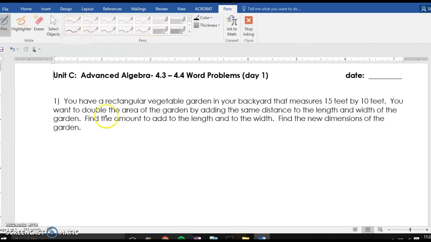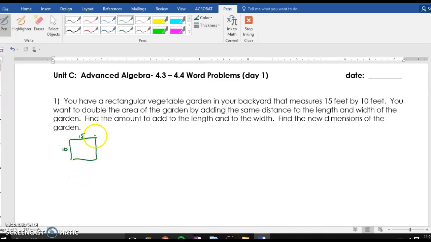So the word problems. For all of these geometry problems, I encourage you to draw a diagram and know how to solve these quadratics using the easiest methods. So the first one, you have a rectangular vegetable garden in your backyard that measures 15 by 10. So right now we know we have a garden that's 15 by 10. So that's the dimensions here, 15 by 10.